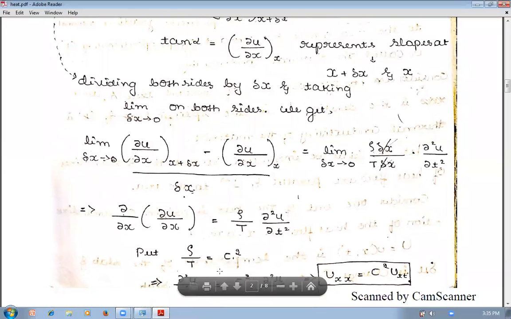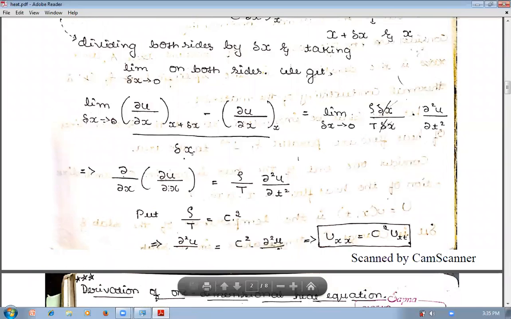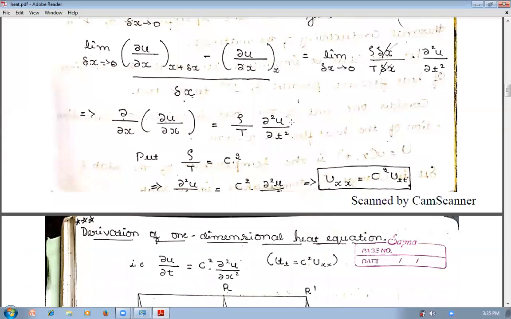Take rho/T as c². Finally, we get ∂²u/∂x² equal to, this is some constant, c² into ∂²u/∂t², nothing but u_xx = c² u_tt. This is the wave equation, the derivation for the wave equation. Important question.